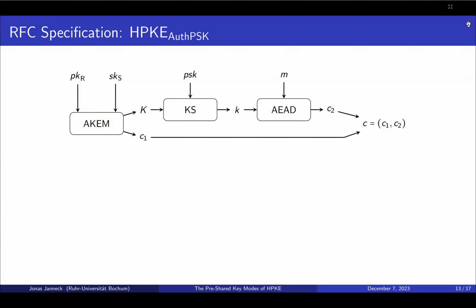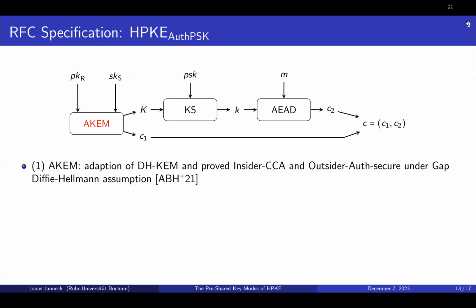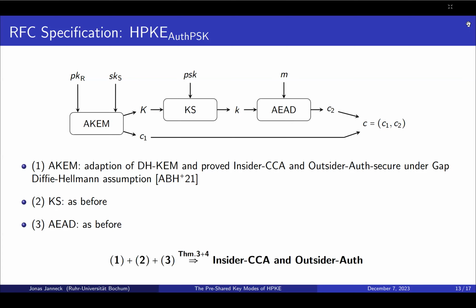And for auth mode, the only difference is ACAN now, and the ACAN is basically an adaptation of the development CAN, and this was already constructed, it was already inside CCA secure, which is quite meaningful. And the other two components are the same. So using these components, we get security for this.